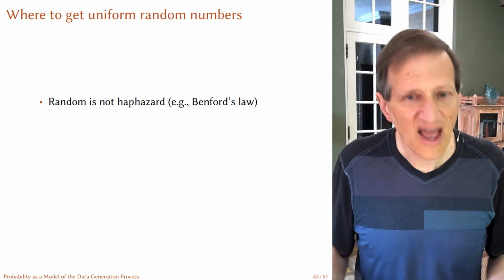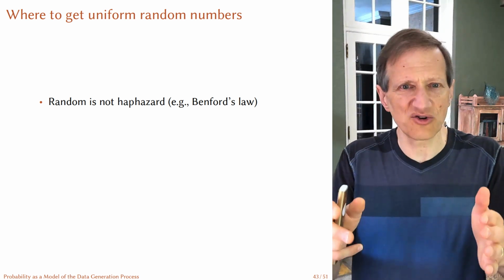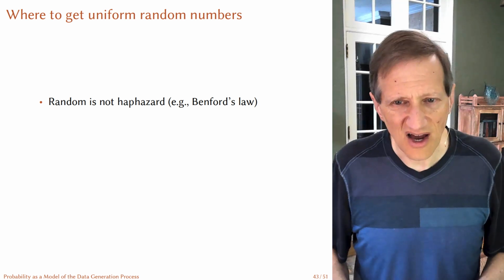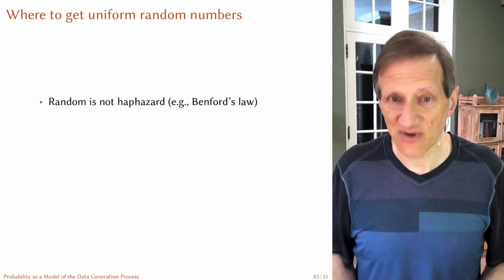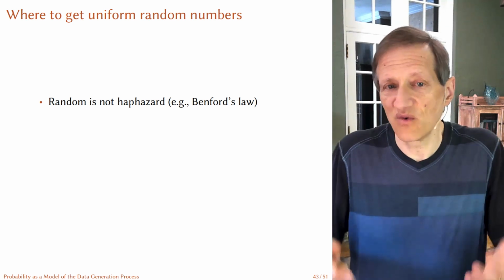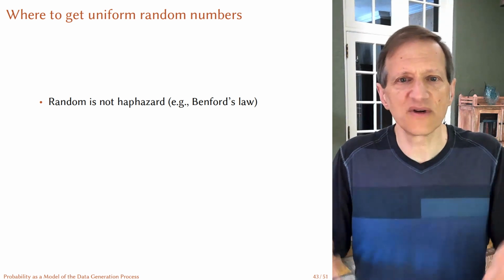Then my question is, how do you get it from the uniform distribution? How do you randomly draw from the uniform distribution? Well, random is not haphazard, okay? And so we're going to have to do this in some particular way.